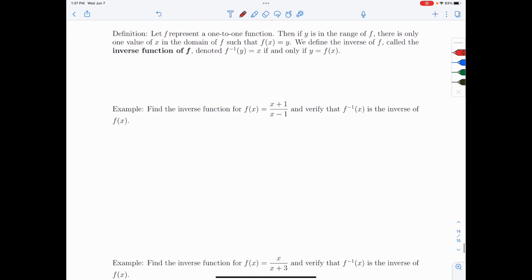So let f represent a one-to-one function, then y is in the range of f. Then if y is in the range of f, there is only one value of x in the domain of f, such that f of x equals y. We define the inverse of f, called the inverse function of f, denoted like this, if and only if y equals f of x. So that's a long way of saying that if we have a one-to-one function, we can find its inverse. And we use this notation to indicate that this is the inverse of the original function f of y, or f of x. Yeah, and there's a couple ways we can do this, and actually how I'm usually going to write this.